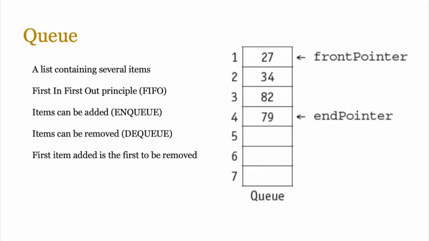So end pointer +1. Now queues have a problem that when you reach the end of the list, like the end pointer reaches 7, the queue is full. So we can probably create a circular queue that follows the front pointer. So when you reach 7 and there's space at the top, because we just dequeued 27, we'll reset the end pointer to index position 1 and you will end up creating a circular queue.